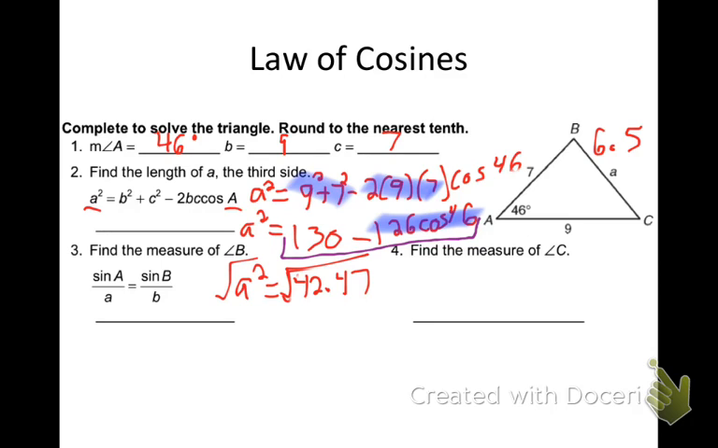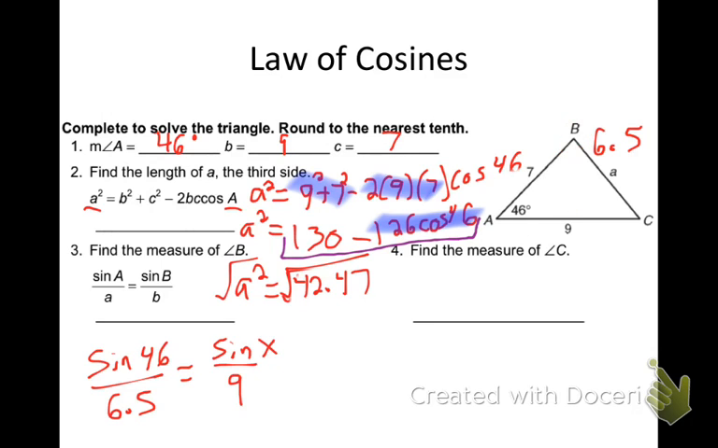Good. Okay, next here. Now it wants me to find angle B. Well, now that I know all the sides and I have an angle, now I can use the law of sines. And again, I can use the law of cosines if I want to, but law of sines is a lot easier. I think we all probably agree with that. Sine of 46 over 6.5 equals the sine of x over 9. Right? Law of sines there.